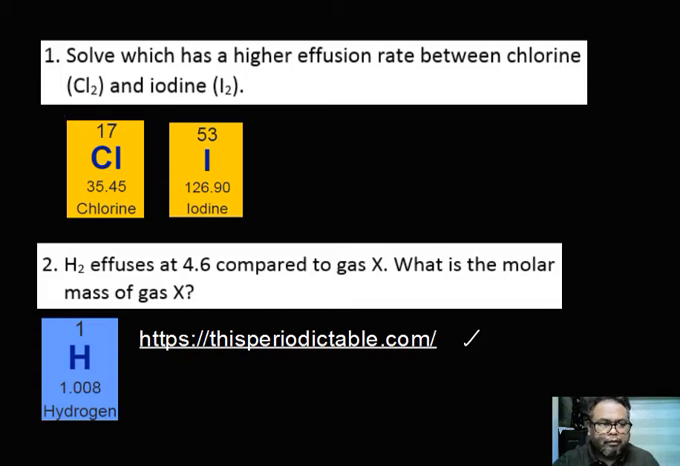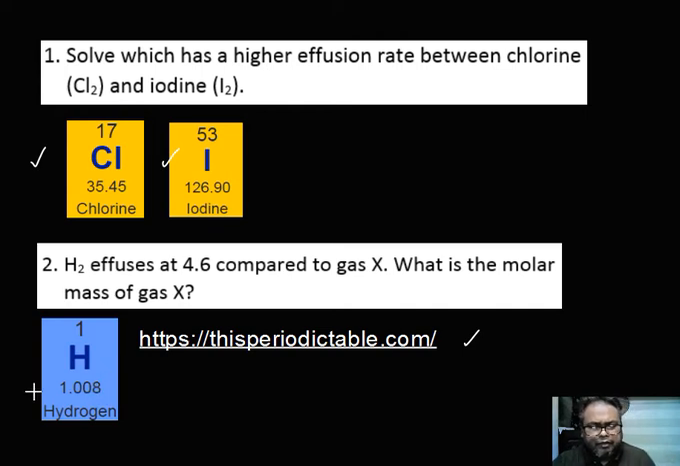Alright, so let us solve the problem posted this afternoon. The first one is: solve which has a higher effusion rate between chlorine and iodine. As you can see, the information about the chlorine is given here as well as the iodine. And for number 2, hydrogen effuses at 4.6 compared to gas X. What is the molar mass of gas X?